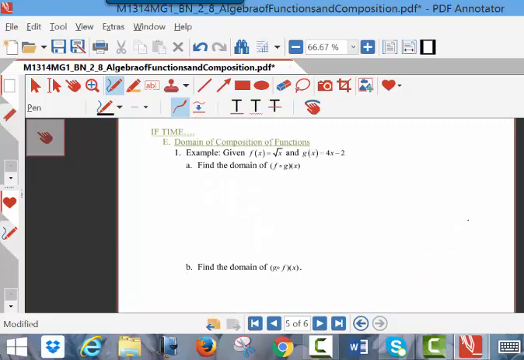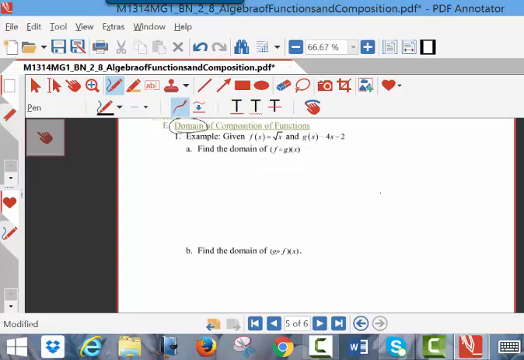Okay, now is where it can get a little bit tricky. So now what we're looking at again. We did the sum, difference, product, quotient. Then we did the domain of the sum, difference, product, quotient. Then we did composition. And now we're doing domain of composition. All right, so here we go. Find the domain of f composition g of x.